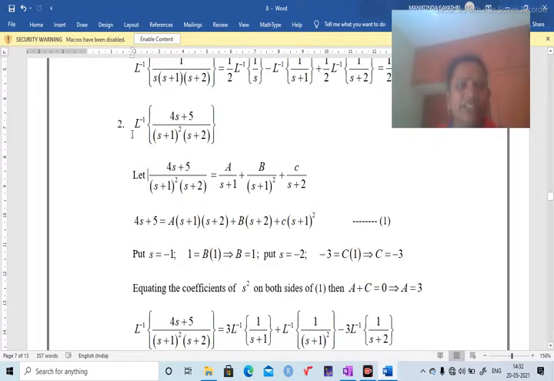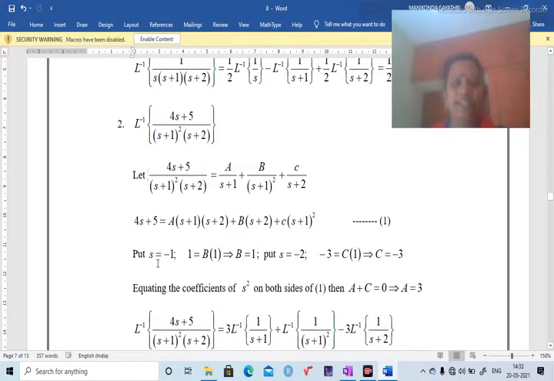Next question, L inverse of (4s plus 5) by (s plus 1) whole square into (s plus 2). Let 4s plus 5 equal to (s plus 1) whole square into (s plus 2). Now I am going to write this as a by (s plus 1) plus b by (s plus 1) whole square plus c by (s plus 2). So, take LCM, cancel the denominators, then you are going to get equation 1.